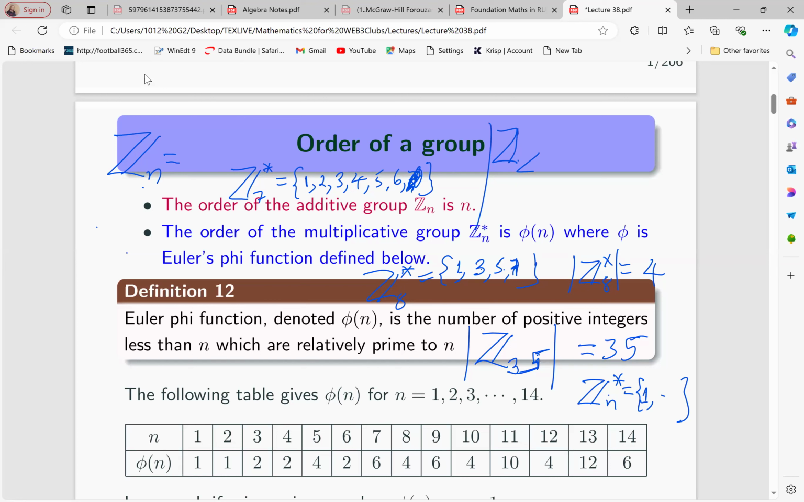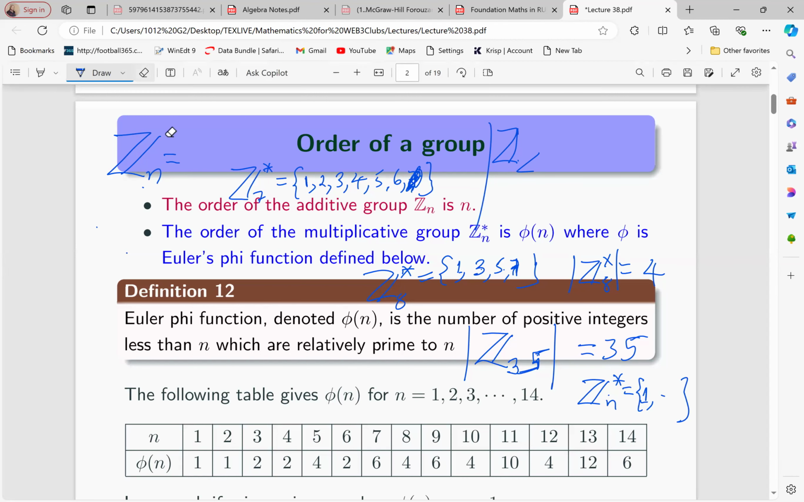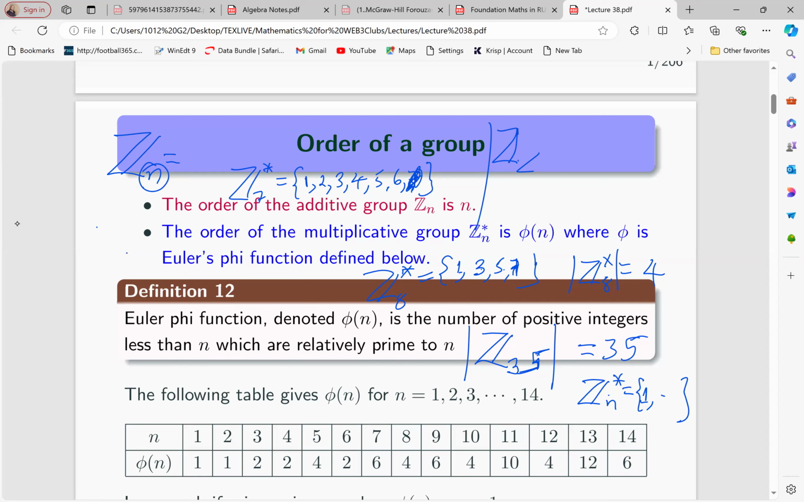But of course, for the additive group, there's no problem. The order will be just equal to n. Because we've said, for instance, Z8 would have 8 elements. So if it's an additive group, there's no problem with the order. You just look at the value of n, and that is the order.